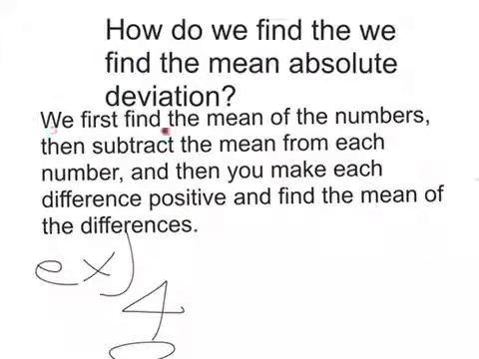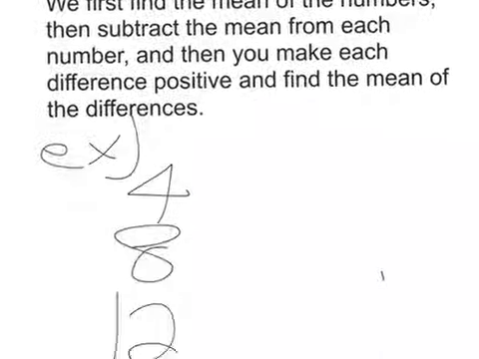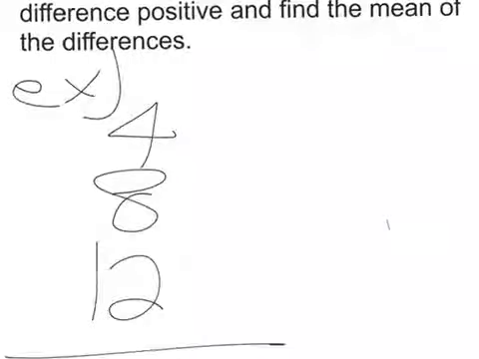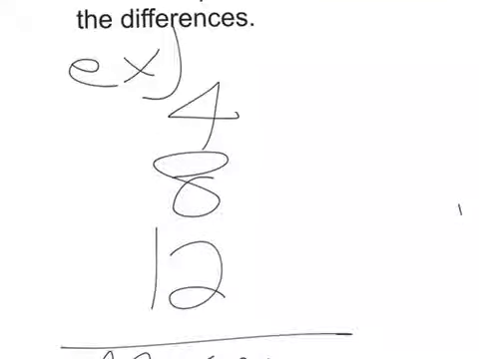We have to first find the mean of the numbers, then subtract the mean from each number, and then make each difference positive and find the mean of the differences. Whew, that's a lot of steps. So now let's do them. Here's an example problem. The example will be 4, 8, and 12.